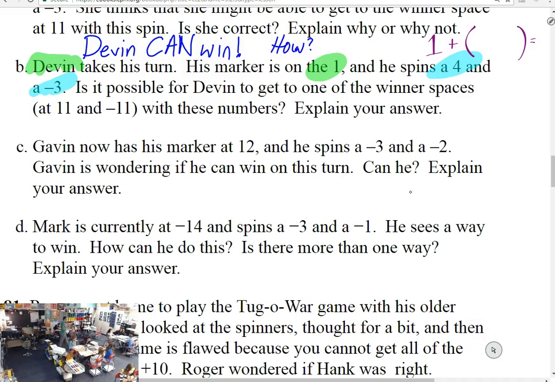Devin can win. He is able to win on this spin. You need to figure out how. He is able to win. Then move on. If you're done with B, move on to C.